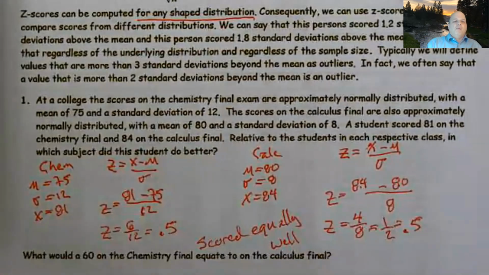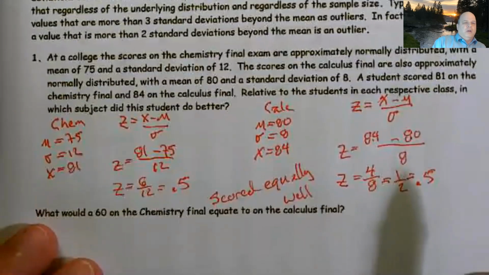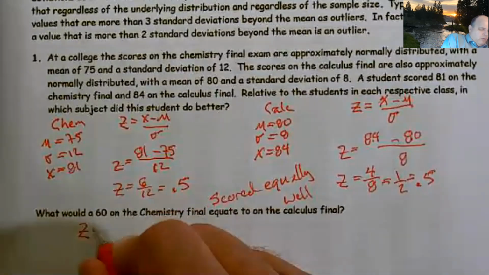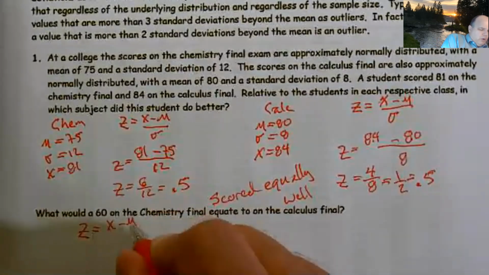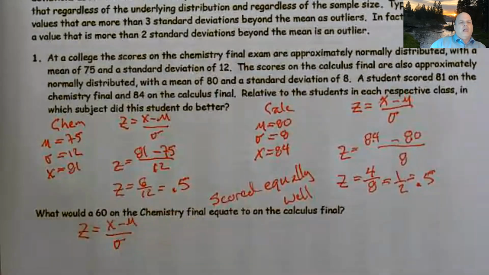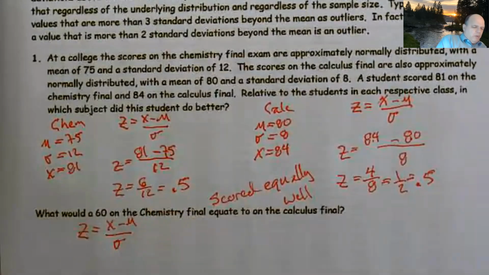The next one. What would a 60 on the chemistry final equate to on the calculus final? Well, that's a good question. So once again, we're going to go to z equals x minus mu over sigma. And we're going to work with chemistry first. All right. So we know that the mean for the chemistry was 75 and the standard deviation was 12. And it turns out this guy made a 60.